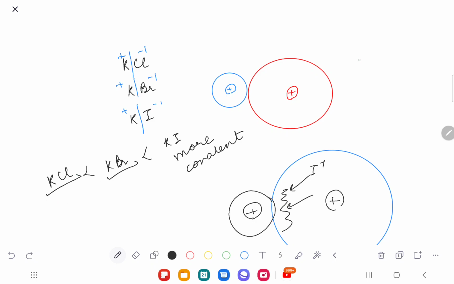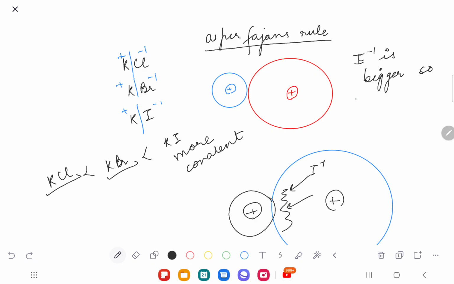So I would write it like this, that according to Fajan's rule, I negative is bigger in size. According to Fajan's rule, yes, it increases, exactly. Now are you able to put it in the periodic table concept now?